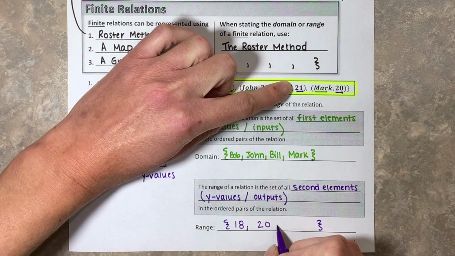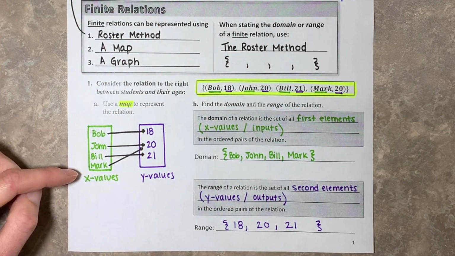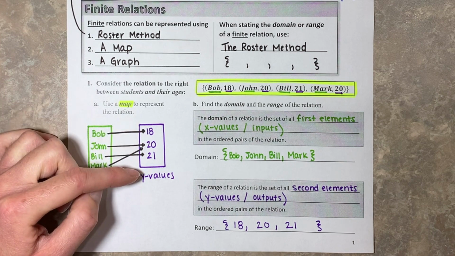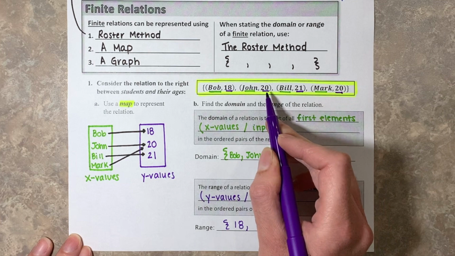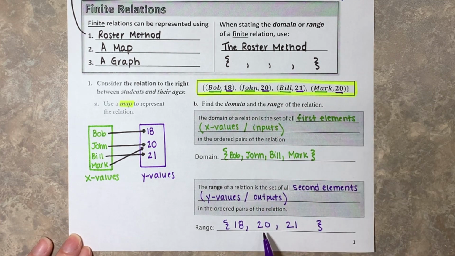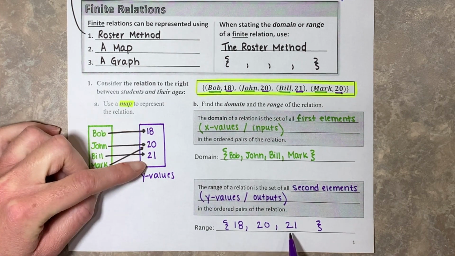20, 21. We said with the map, we never repeat x values. We also never repeat y values. It's the same with the domain and the range. We see that 20 appears twice. We only list it once when describing our range. We could also have obtained our range by looking at the map here and just copying down the y values.